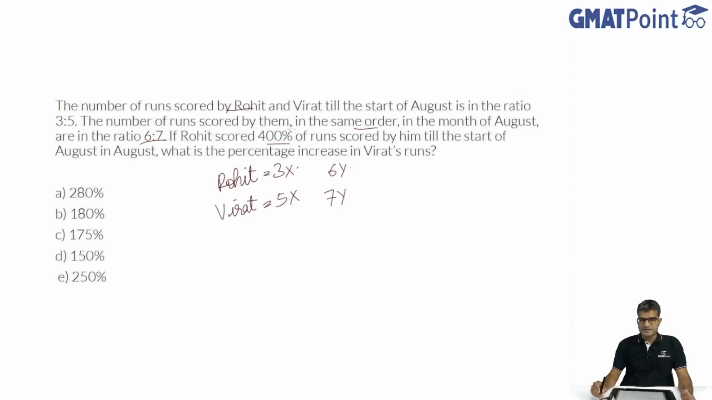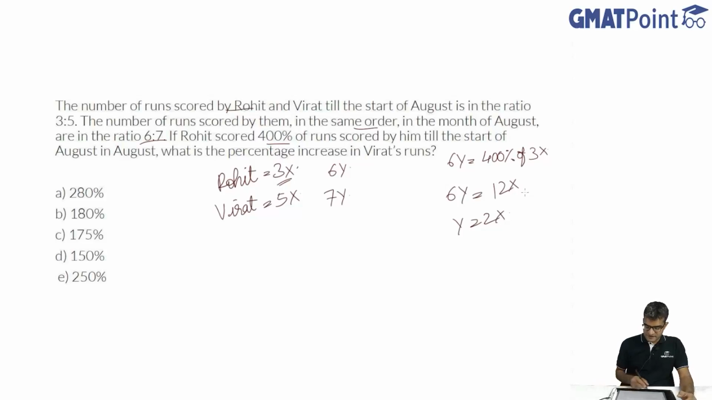Rohit scored 400% of the runs that is scored by him till the start of August in August. Essentially what we are told is that 6y is equal to 400% of the runs that is scored till August, which is 3x, or 6y is equal to 12x, or the value of y is equal to 2x. So the number of runs scored by Rohit in August will be 12x, which is 4 times 3x, and the number of runs scored by Virat in August will be 7y, because y is 2x, this is equal to 14x.